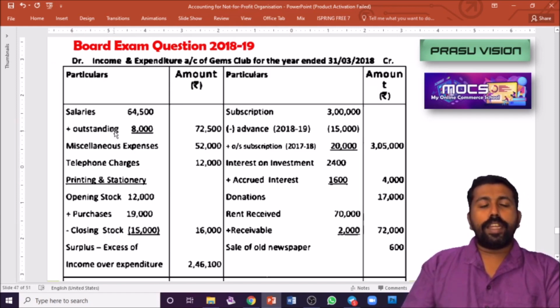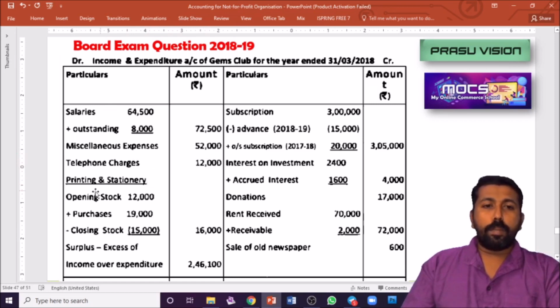Salary outstanding amount will be added. Opening amount is 64,500 but paid during the year, plus outstanding, still we have to pay 8,000. So we will get 72,500. Miscellaneous expense is directly noted from the question. Telephone charges also we have noted from the question.